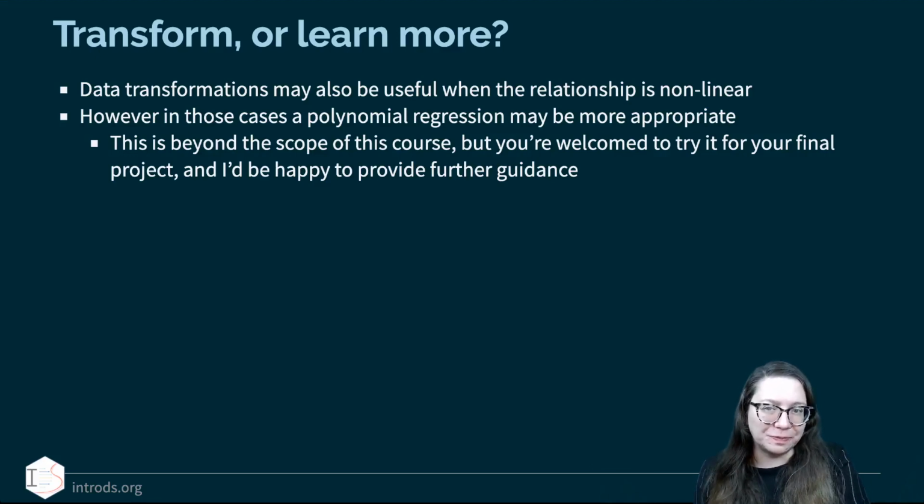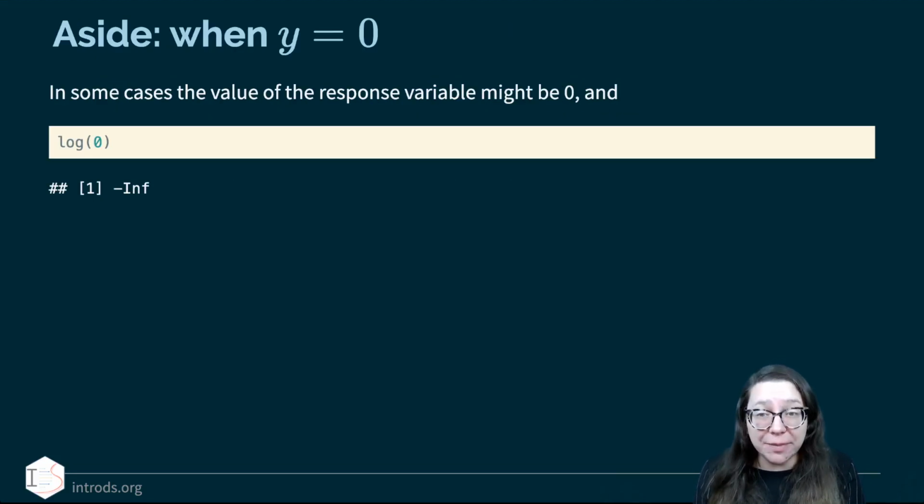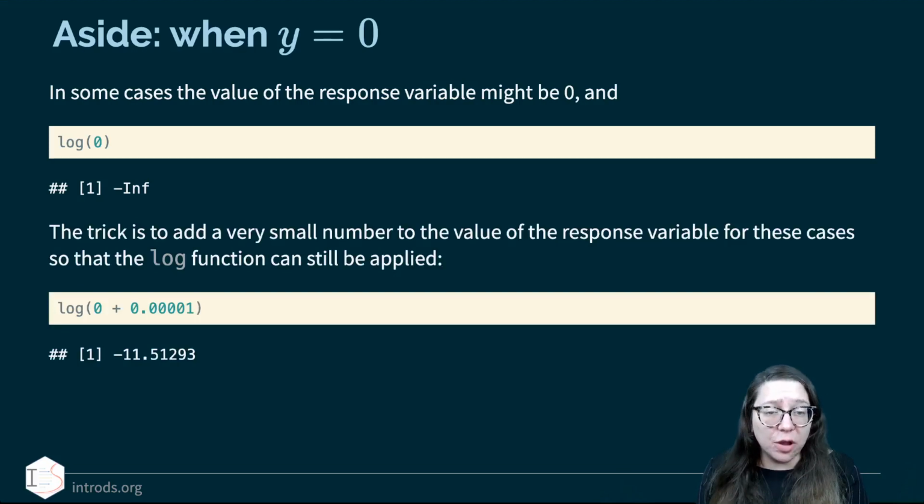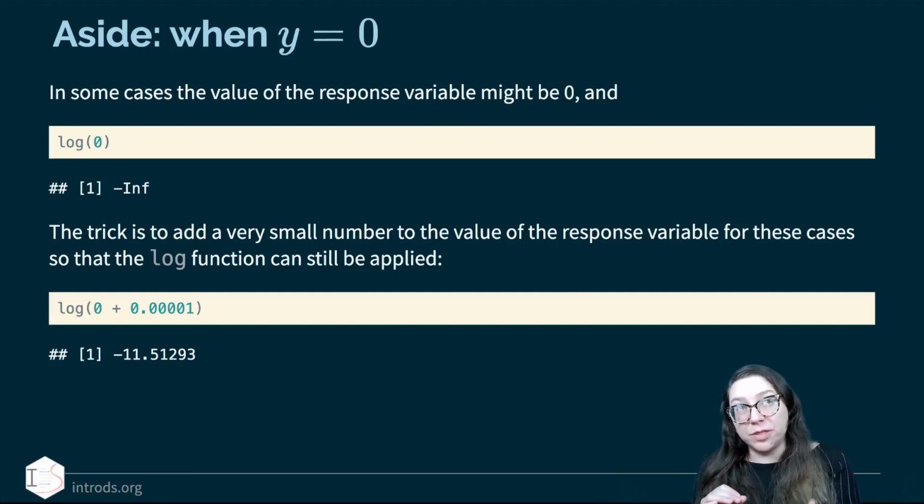A little aside, in some cases, the value of the response might be 0, and then you try to take the log of it, but log of 0 is not defined, and so you wouldn't be able to do that. A trick that's very commonly used is to add a very small number to the value of the response variable for these cases so that the log function can still be applied. So in this case, I've added a very, very small number. And what that's going to do is, for any data where the observed value of the response variable was 0, you're going to add the small fudge factor, if you will, to all of them.